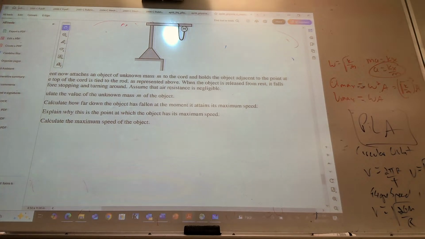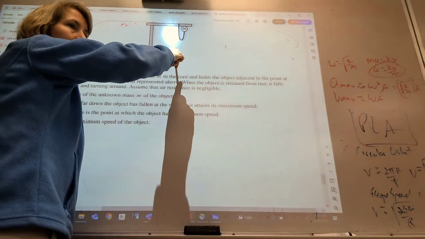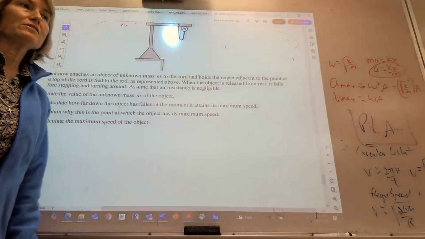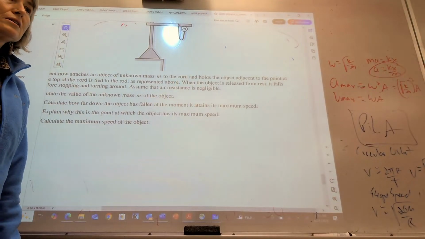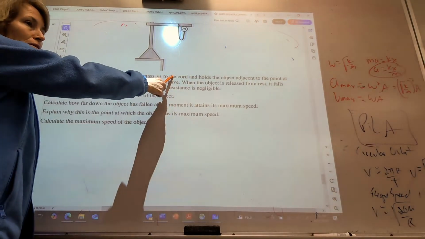Now you have to keep in mind, this is the tricky part of this problem, that it is first falling with no pullback from the spring. Then at some point it starts under the action of the spring. What point does it start under the action of the spring? 1.5 meters. That's where it stops.